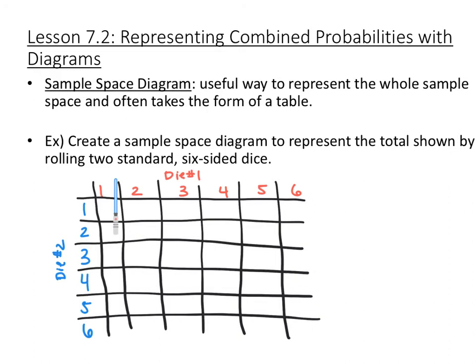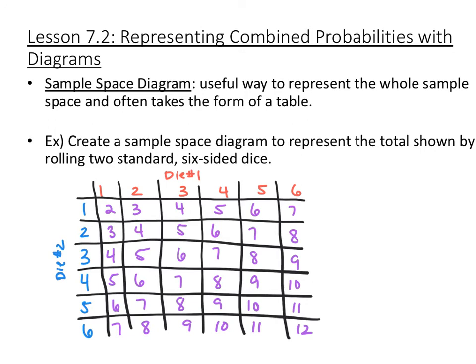So along the top of my table here, I have our first possibility, which is die number 1. I could get anything from a 1 to a 6. And then along the vertical, I have die number 2. So that is going to be all the possible outcomes of my second option, also 1 through 6. So now go ahead and create a sample space diagram that represents the total if you throw the 2 dice.